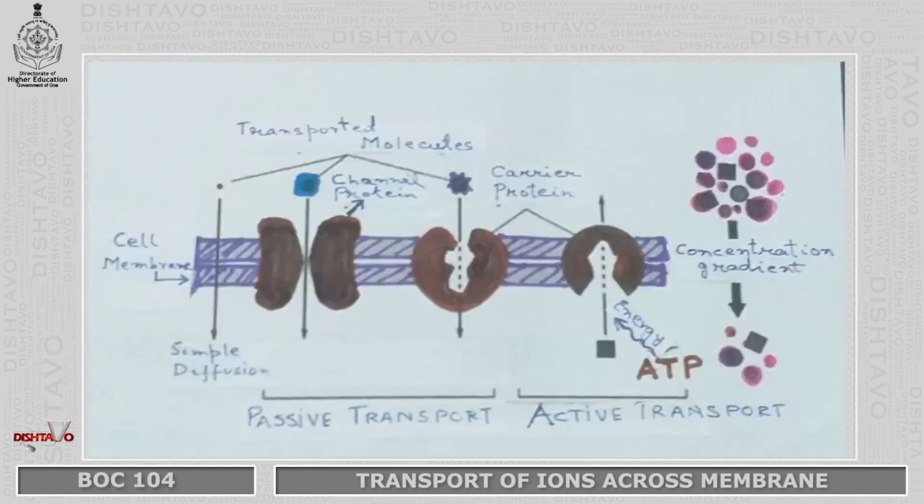Now here I have put a diagram for you where you can see that there is a channel protein and there are carrier proteins. These are found in the cell membrane. As I told you, they are transporters. They help in transporting ions or molecules from one side of the membrane to the other. You can see here that the channel protein helps in passive transport, whereas carrier proteins help in active transport.